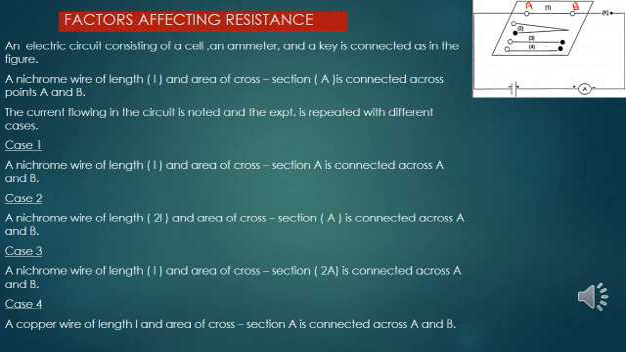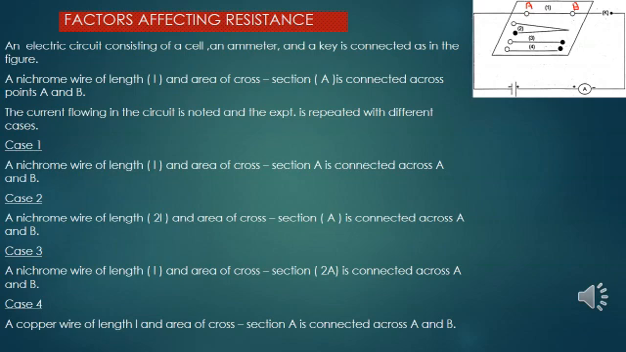In case 1, a nichrome wire of length L and area of cross-section A is connected across the points A and B. Here we note the value of current, let it be I. In the second step, or case 2, a nichrome wire of length 2L, that is twice the length of the previous wire, is taken and the thickness or the area of cross-section is taken as A. It is connected across A and B. The first wire is replaced and in that place we are keeping this wire.